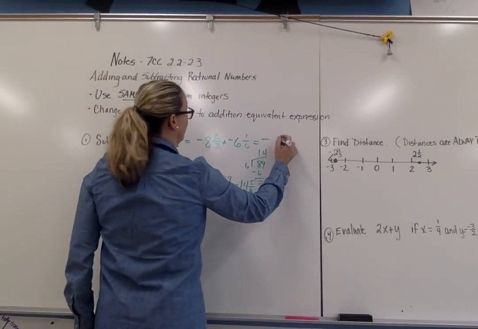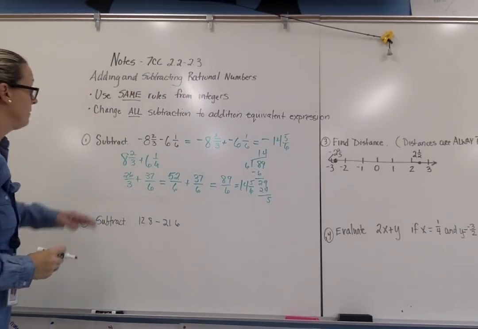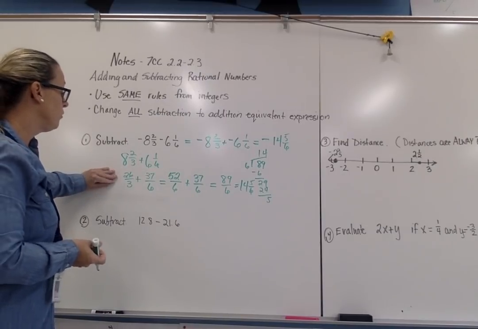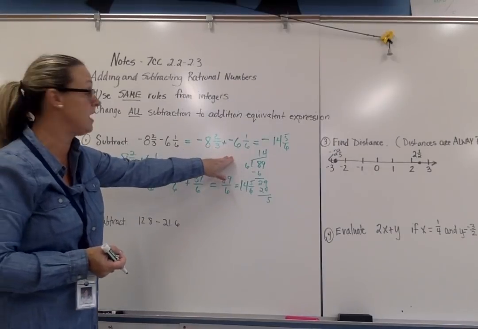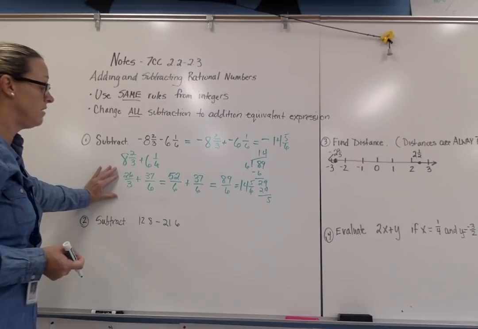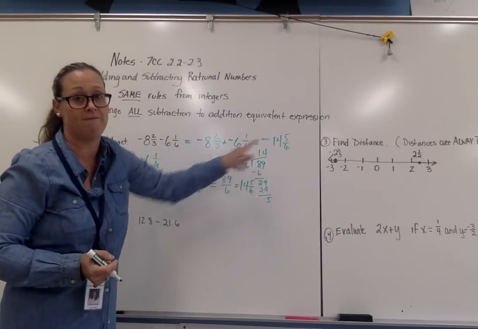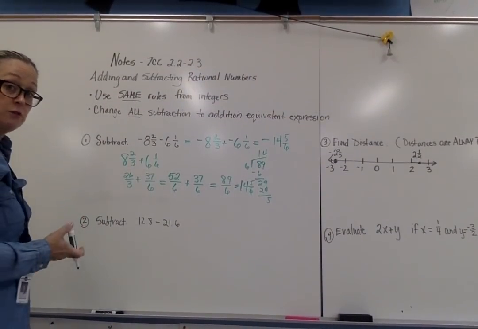And then I write that as a negative. So let me recap. I've changed it to an equivalent addition expression. I have then followed the rules with adding fractions because I'm adding a negative plus a negative. I know my answer is negative, and then I need common denominators, and I use improper fractions to get negative 14 and 5/6.